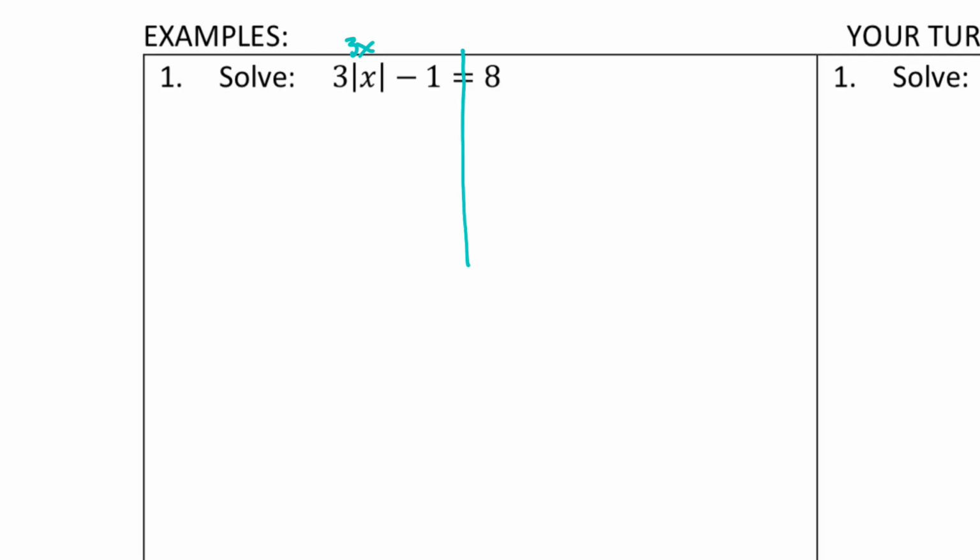Just think, okay, that's an x, and we're going to get rid of the extras, right? So we're going to get rid of the subtract 1 by adding 1 to both sides. So now we have 3 times the absolute value of x is equal to 9. And now we're going to divide by the coefficient, which is 3. Okay, now we get the absolute value of x is equal to 3.